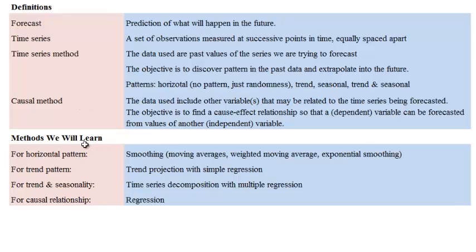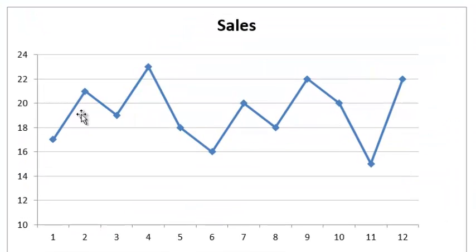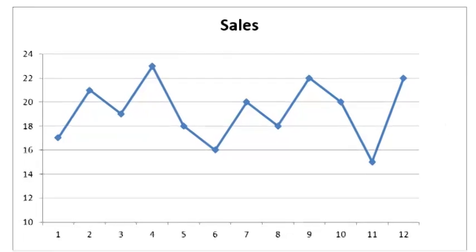Here are the methods we're going to learn. We'll look at three types of time series methods over here. First, smoothing methods, which are appropriate for data that don't actually have a pattern. The data only have random fluctuations, like you could see here. So we just smooth out the random fluctuations to make our forecasts.